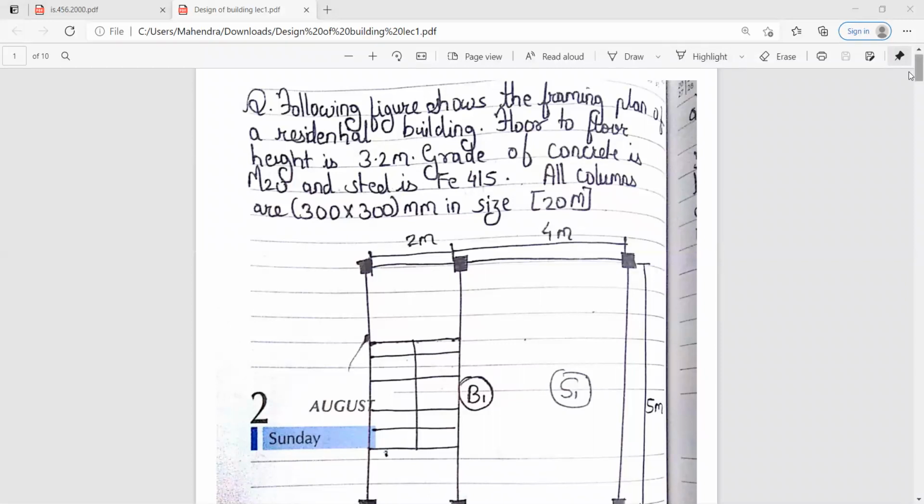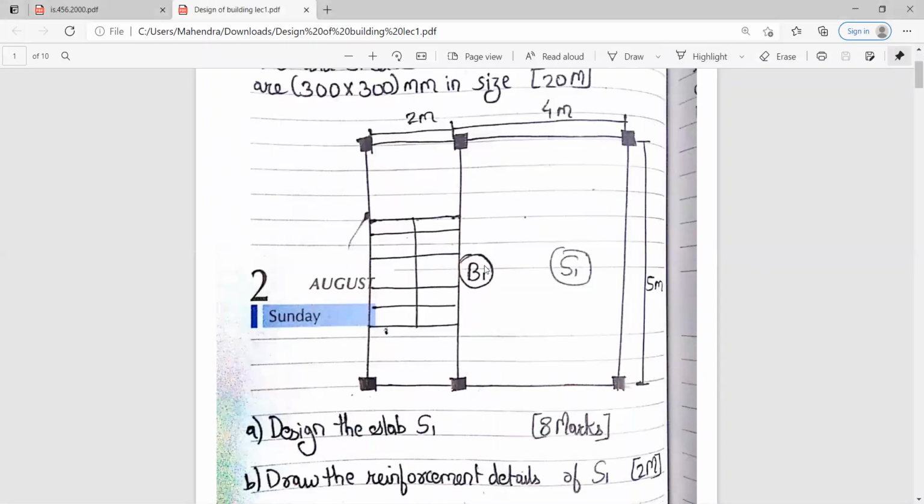So now draw this diagram. Here in this particular diagram, beam B1 and S1 are given to you, as well as the staircase, as well as all these columns are provided to you, and the sizes are given to you.